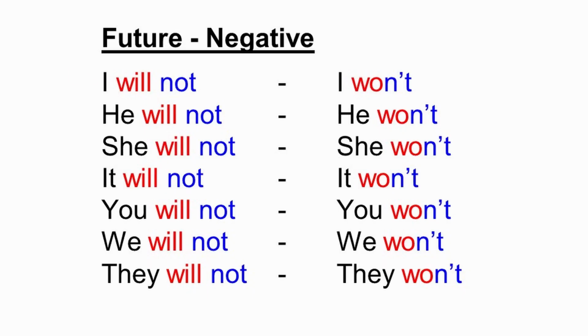Okay, so we've got I will not, contracted, that becomes I won't. He will not, he won't. She will not, she won't. It will not, it won't. You will not, you won't. We will not, we won't. And they will not, they won't.